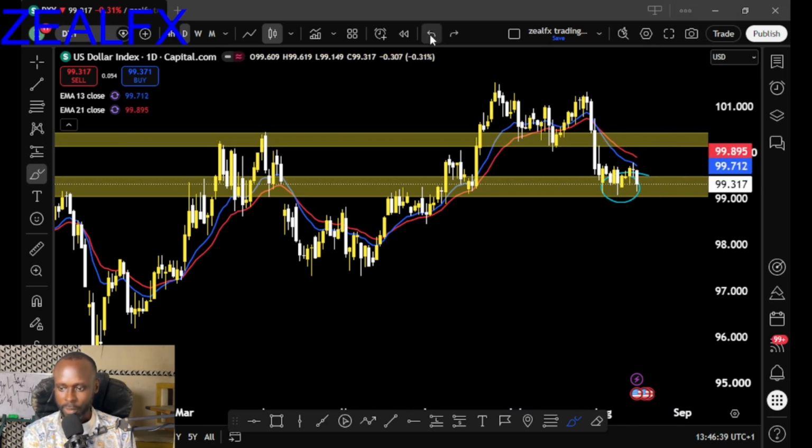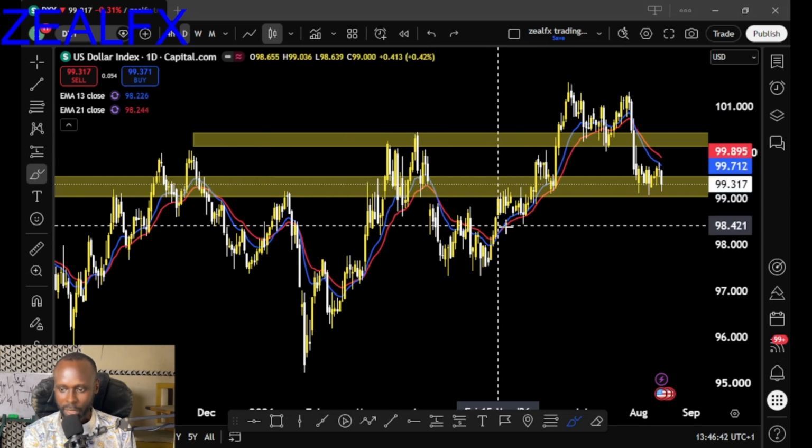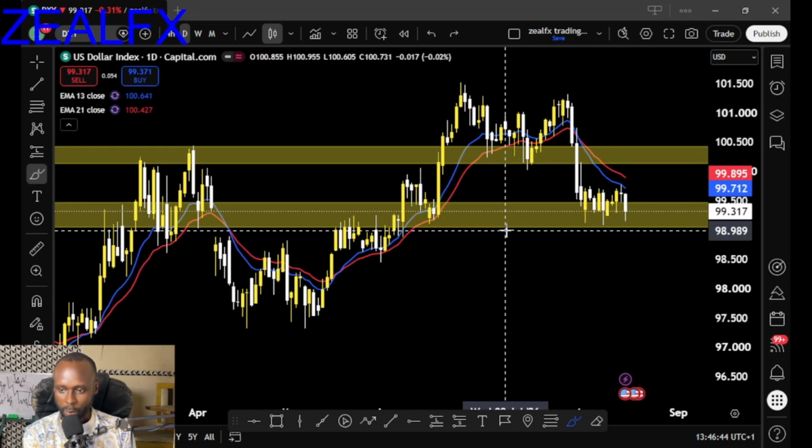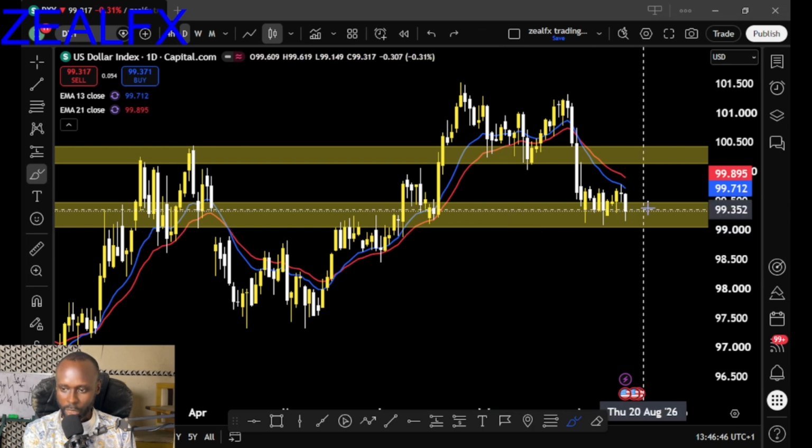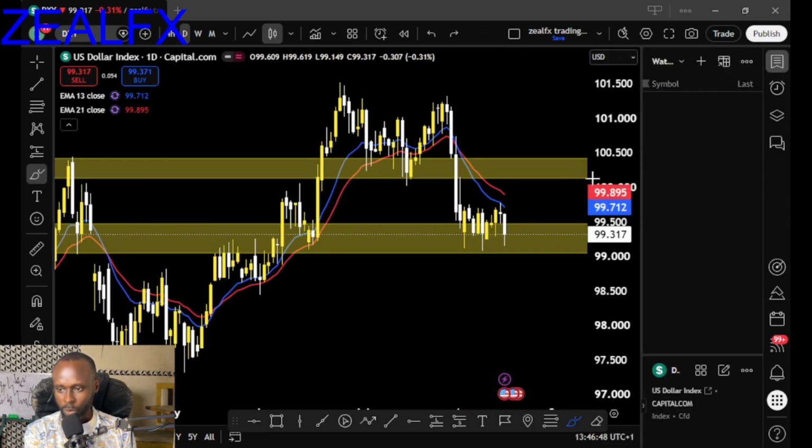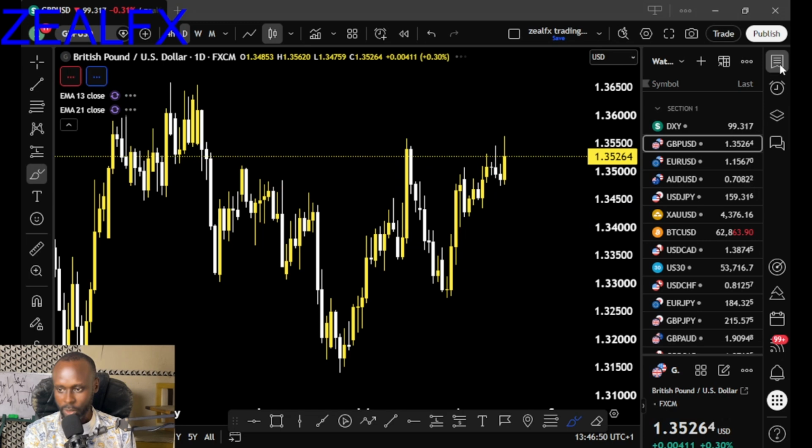So the dollar index for this week remains neutral. We don't have a clear direction yet for the dollar index to make our decision. So let's look at the next pair, which is the Pound USD.